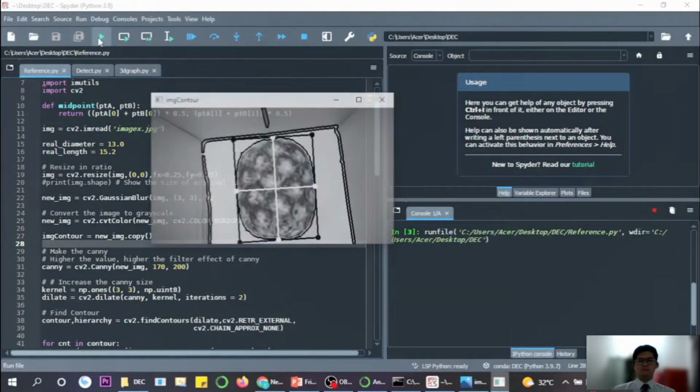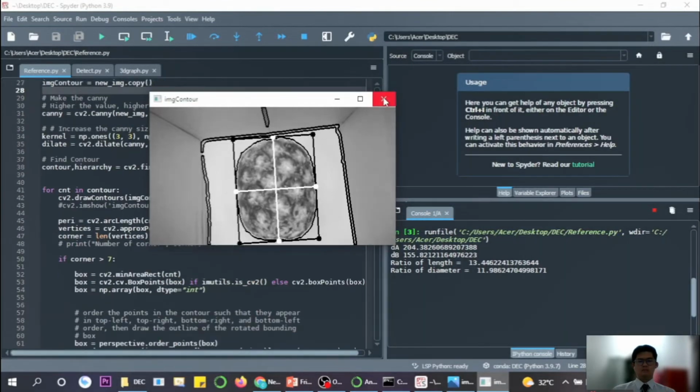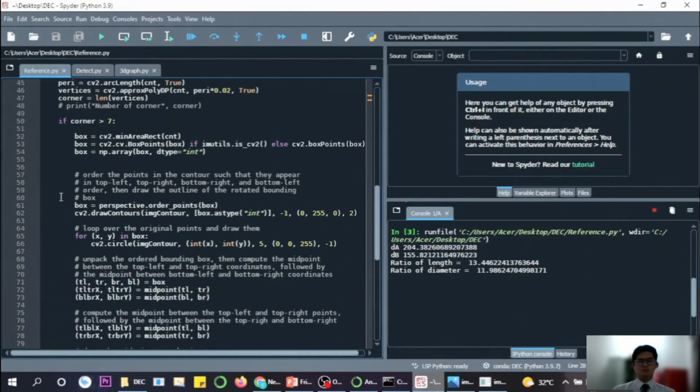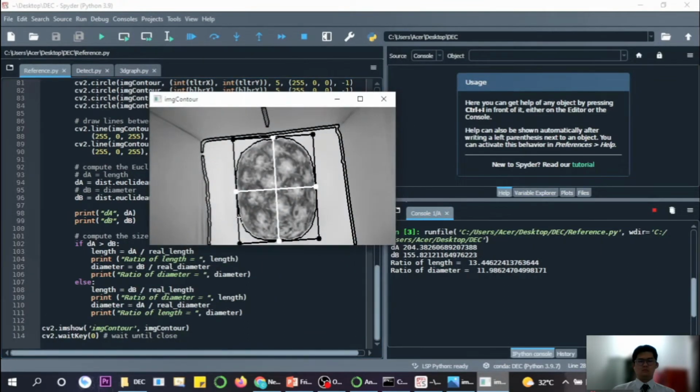Now we run the code. From here we can see that there is the bounding box. The width of the bounding box can be used as the diameter of the pineapple, and the length of the bounding box is the length of the pineapple. From line 41 until line 111 is the method to use the bounding box to detect the contour and then get the length and the diameter.